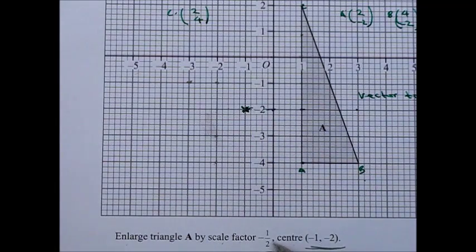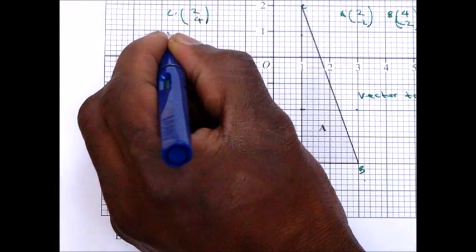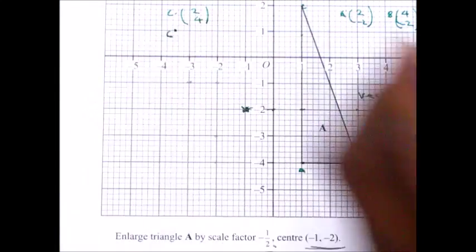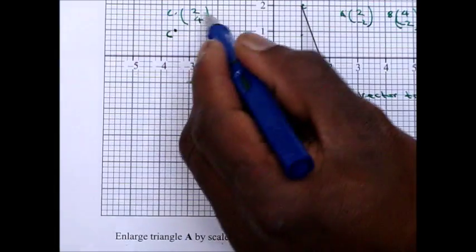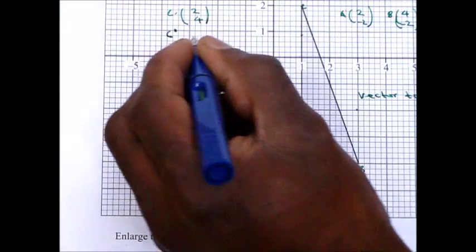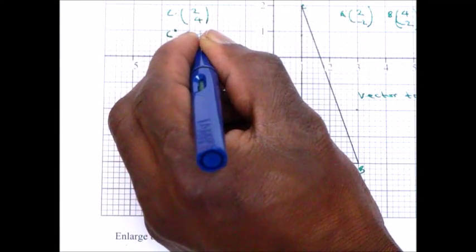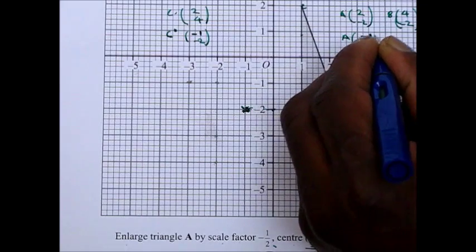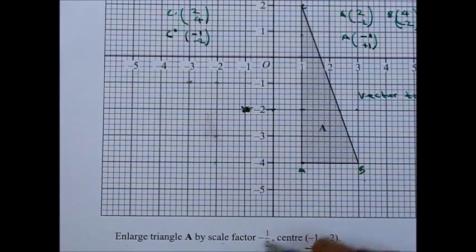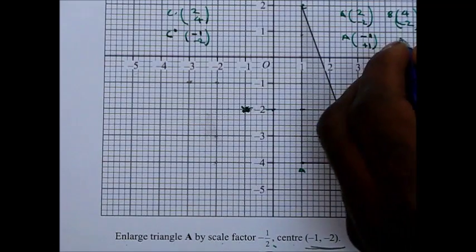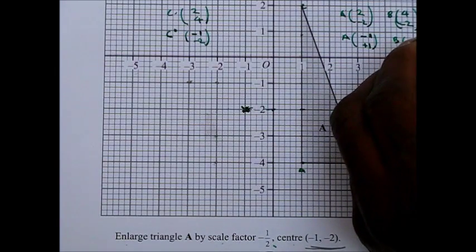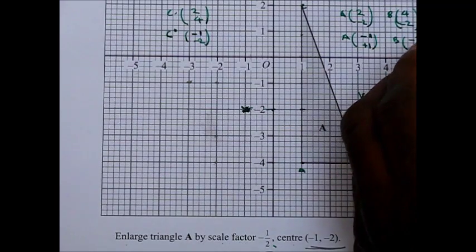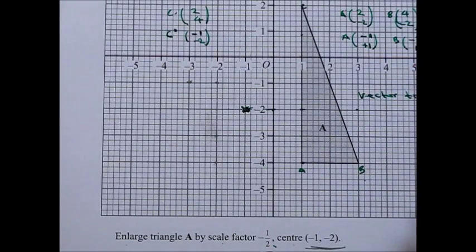Now the scale factor is -1/2. This means for my new image, the points will be -1/2 of all these here, from here. So this will give me -1, -2. This A will give me -1 plus 1, because I'm halving these by -1. I'm multiplying by -1/2. B will give me -2, and that will give me 1, because I'm multiplying each of these by -1/2.